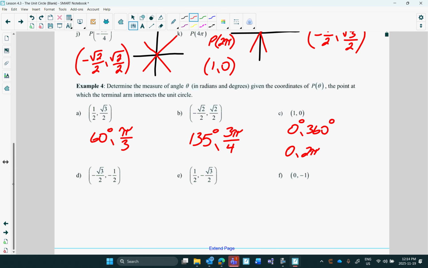Negative root 3 over 2, negative 1/2. That's the 30-degree family, because it's the reverse of the 60-degree family. In quadrant 3, so how much? 210. And this is the pi over 6 family. The question is, how many pi over 6s are in quadrant 3? 7.